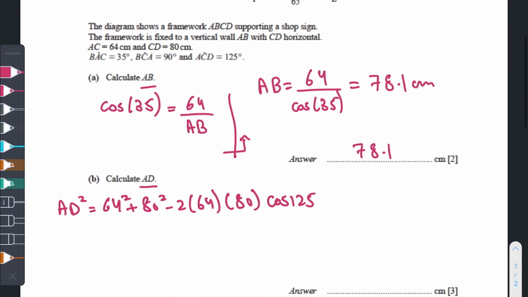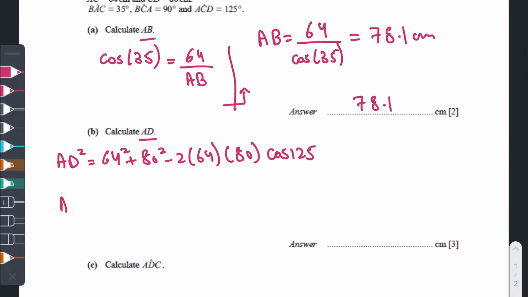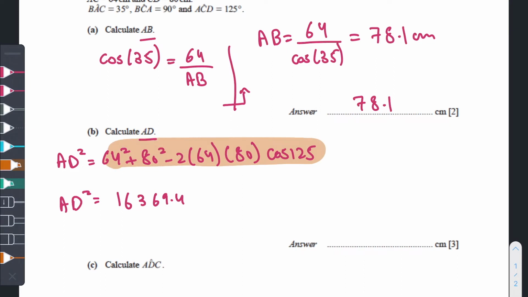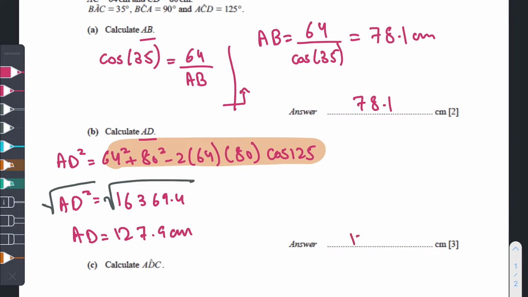Okay, I'm going to shorten this for us. This becomes AD squared is equal to 16369.4. This is what I got when I plug all of this into the calculator. Now I find the square root on both sides. When I find the square root on both sides, AD comes out to be 127.9 centimeters. So this is our answer, 128, up to 3 significant figures.